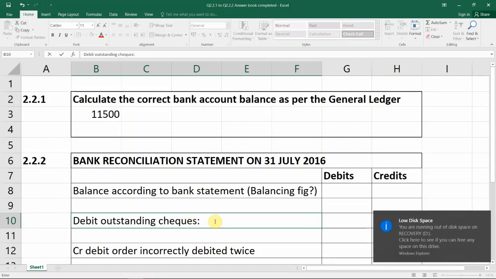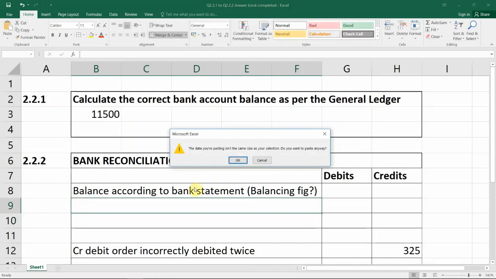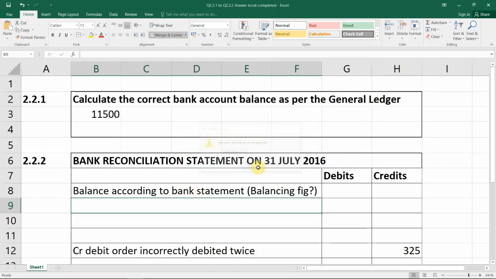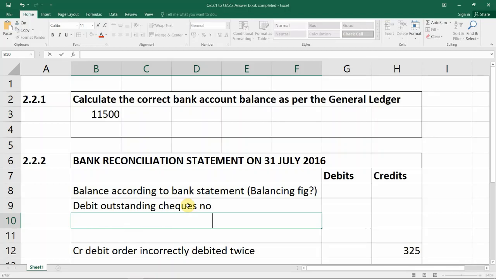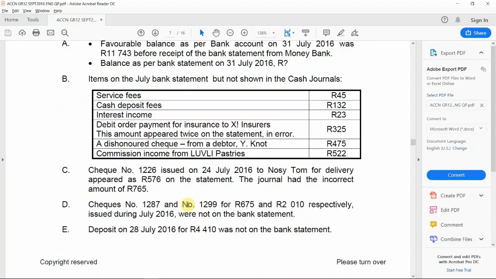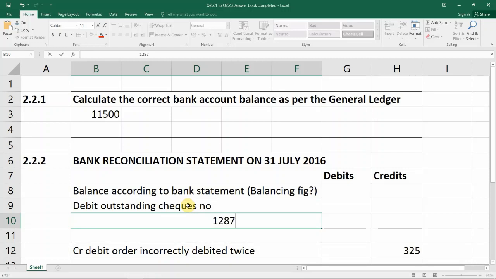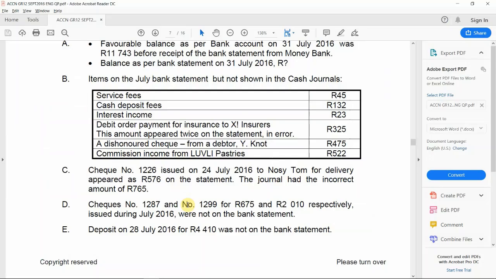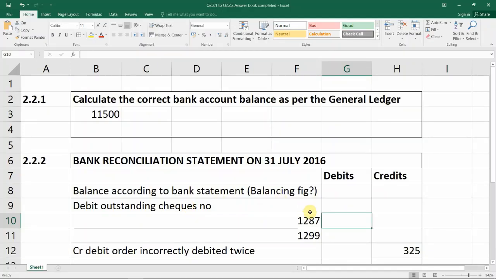So just going to move this up one. Okay, so debit outstanding checks. So we have the numbers. The one is 1287. The other one is 1299. We have to debit by 675 and 2010.